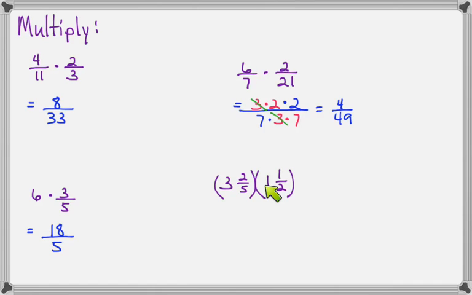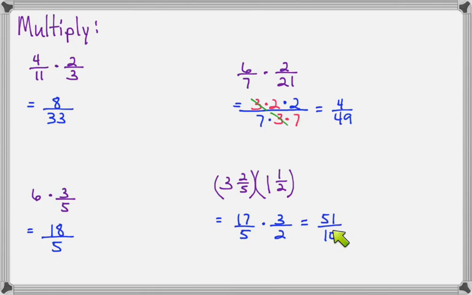Now for this last example, these came in mixed number form, so we want to make sure and convert them into improper fractions before we start. 3 2/5 will become 17/5. 1 1/2 will become 3/2. Now 17 is prime, and 2 is prime, and so are 3 and 5. So there's nothing here we can cross out, so we'll just have to multiply top times top, and bottom times bottom. So 17 times 3 is 51, and 5 times 2 is 10.